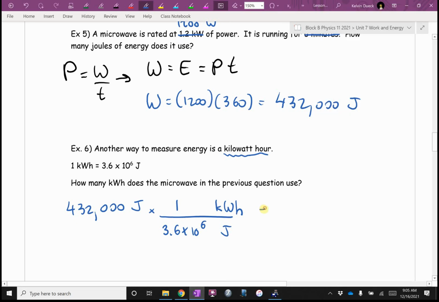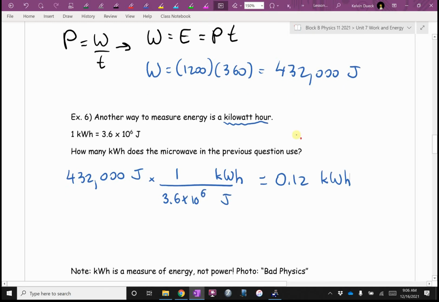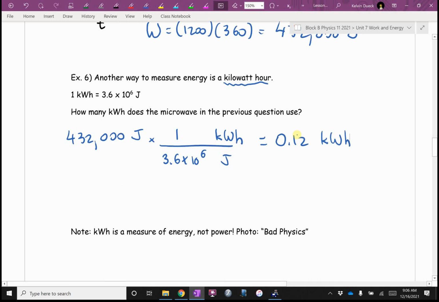That's a much more manageable number for most people to wrap their brain around. I'm going to give you a few questions in the homework in kilowatt hours. I don't think I'm going to put a test question in kilowatt hours because I prefer to use the SI units, but you should know what they are because all of you someday will pay an electric bill. Kilowatt hours is a measure of energy, not power.